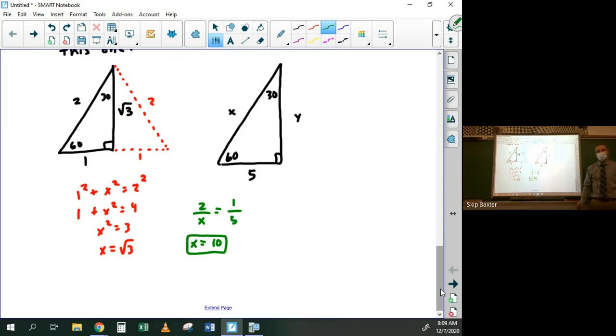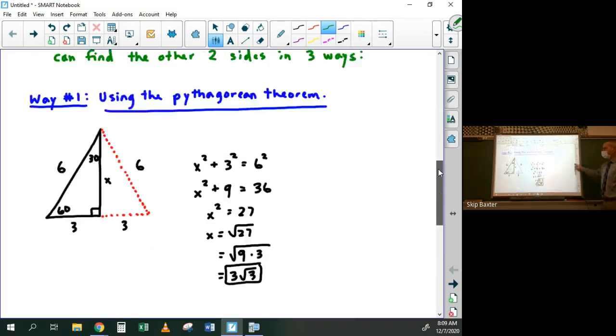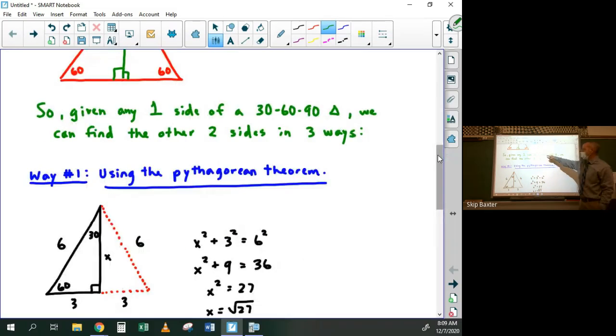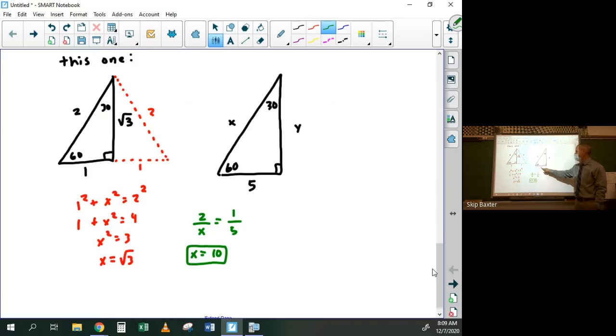Yeah? I'm sorry, can you explain that all over again? The whole second triangle. Oh, this one, yeah. This is the side we're given. These are the two sides we're trying to find. The goal is, given any one side of a 30, 60, 90 right triangle, can we find the other two sides? So in this case, I'm given this side, and I'm trying to find these two sides.